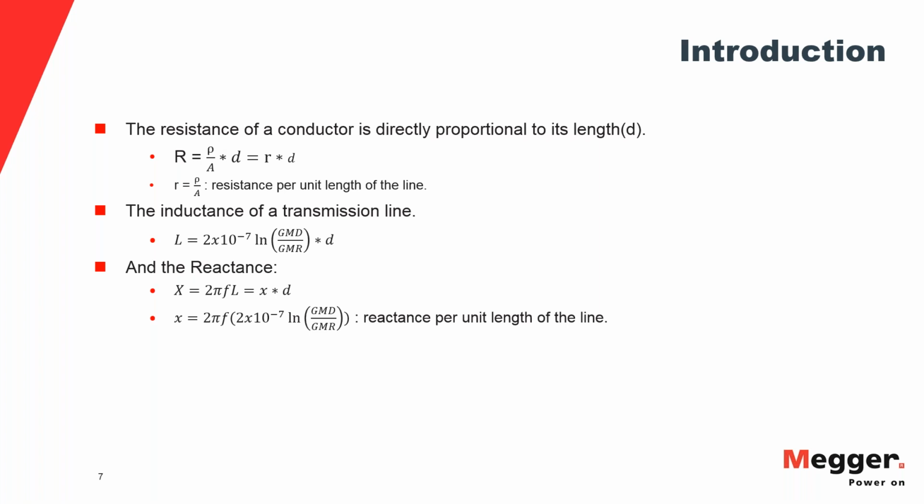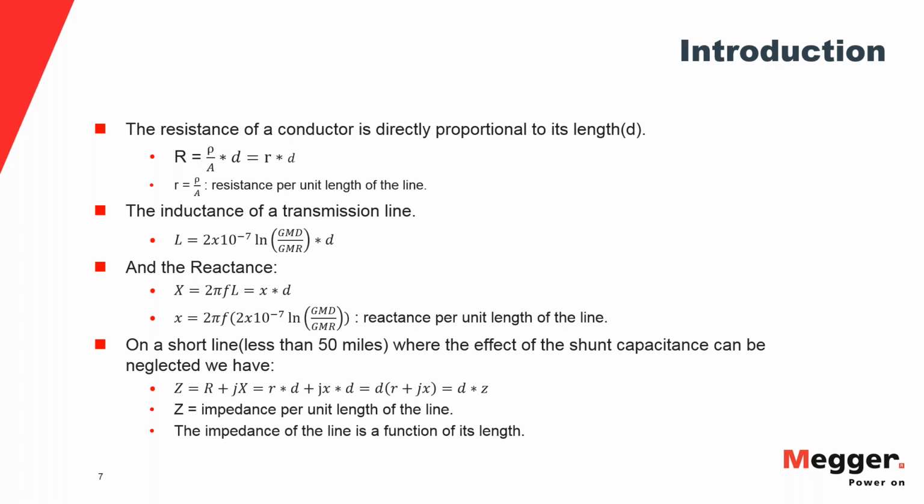Then we can put it all together. For instance, in a short line where we can neglect the effect of the shunt capacitance, the impedance, which is equal to the resistance plus the reactance as a complex number, can be written as the distance times the per unit length impedance of the line, which means that the impedance of the line is a function of its length.